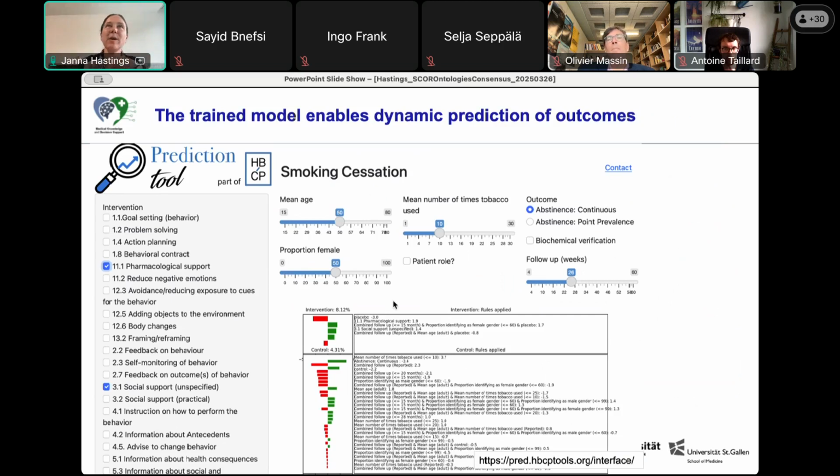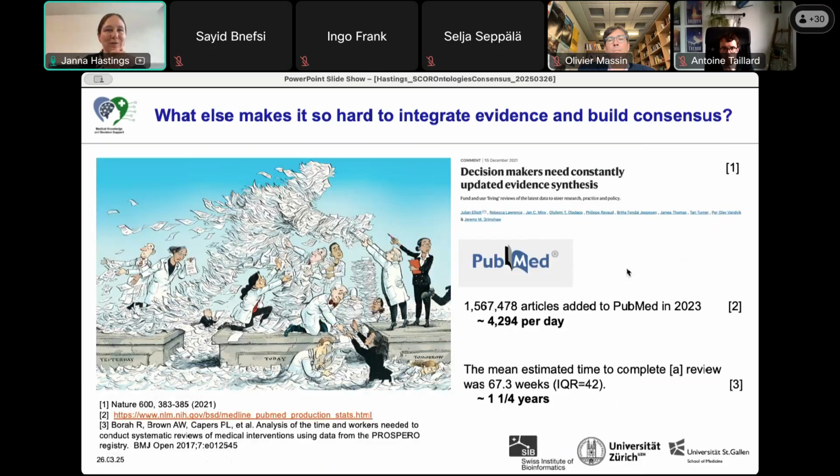That's a way for people to get a more tangible output from the data set than just understanding what has been studied, even though usually evidence management is about understanding what has been studied. But this is just a useful application of the ontologies and the data set applied to the use case of smoking cessation. And we do plan to extend that also to physical activity in the near future.